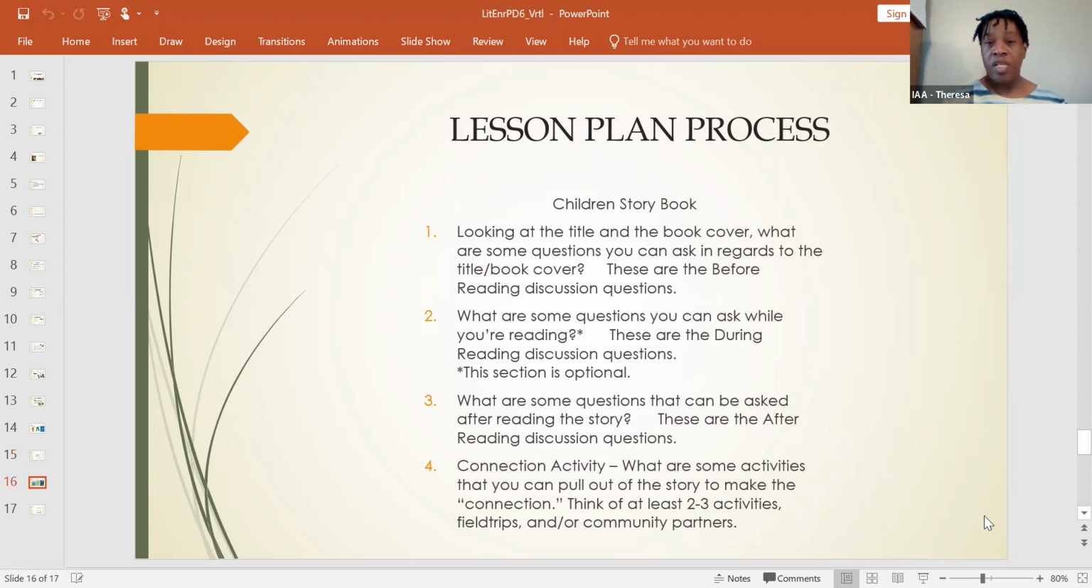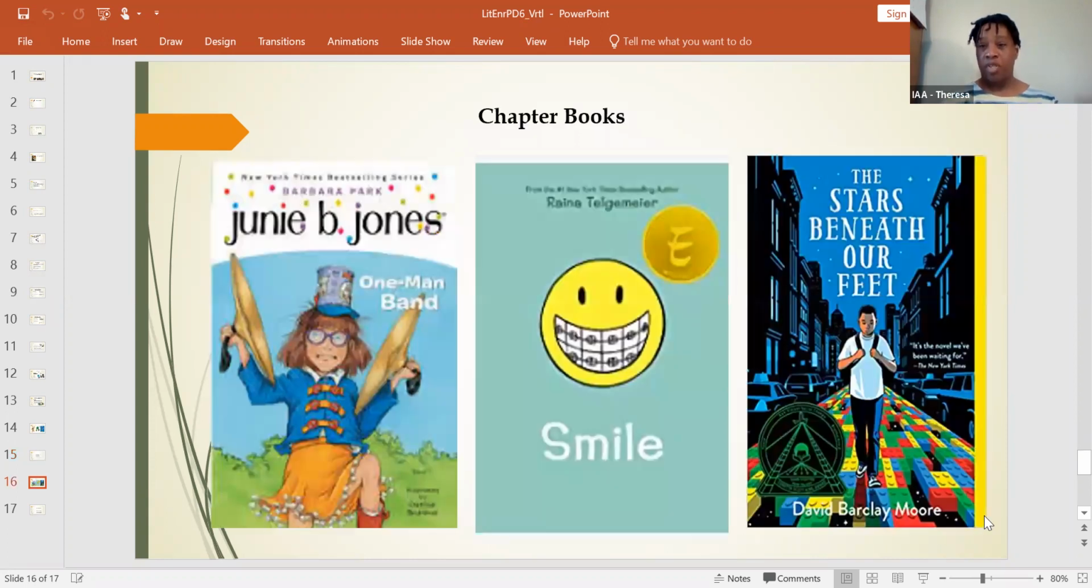So the last one is a chapter book. So if you have a chapter book, go ahead and grab your chapter book or graphic novel. If not, I have 3 of them up here. And this one is a 3-step process.